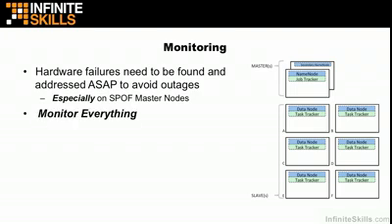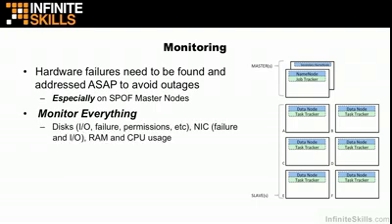I highly recommend that you monitor all hardware and software. Disks, you want to monitor for I/O, for failure, for permissions, and so forth. On the network interface cards, you want to monitor for failure and I/O. RAM and CPU usage should also be monitored. It's important to note that disks and network cards especially don't often fail in a binary, hey it's working or hey it's not mode. Oftentimes problems with these specific hardware resources will expose themselves in degraded performance, thus the need to monitor the I/O.